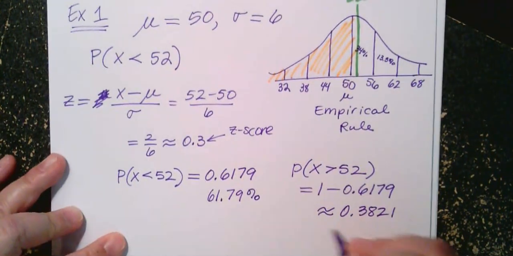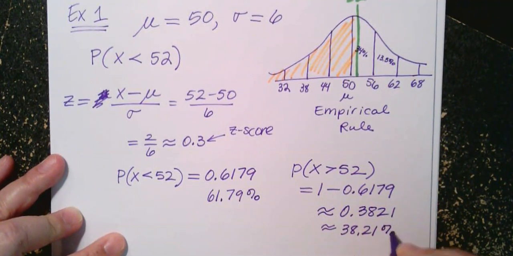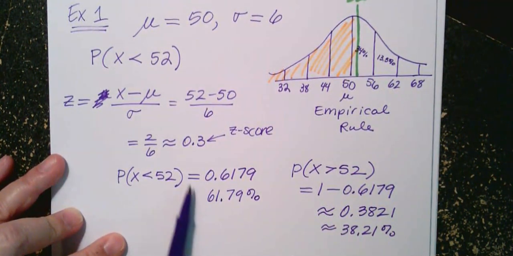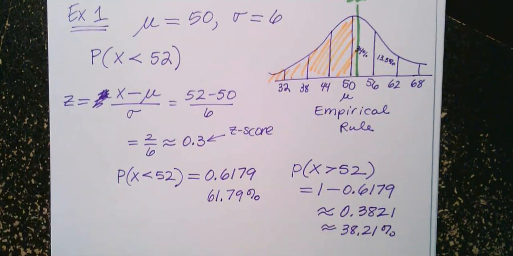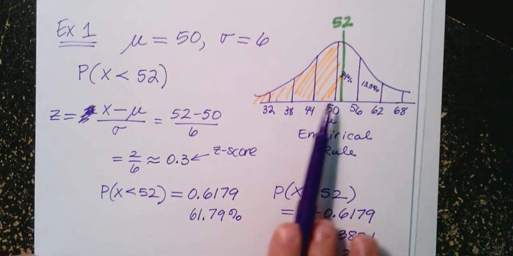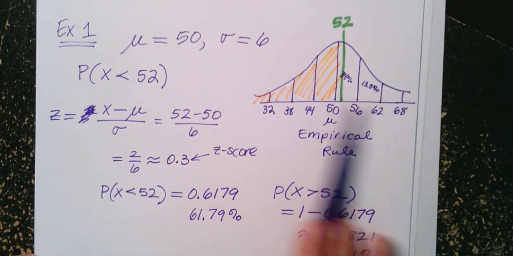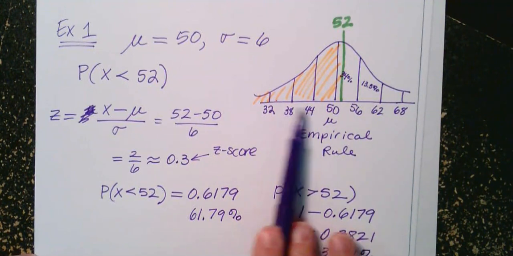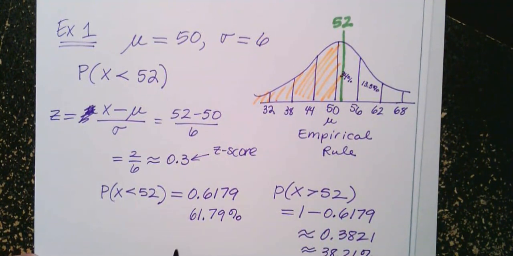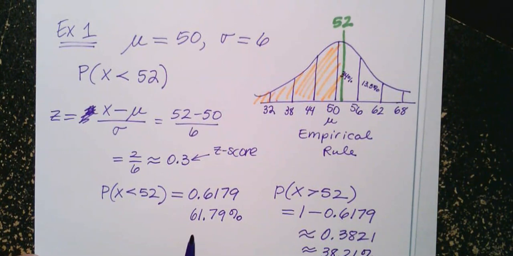So in other words, that's about a 38.21% chance. And really, I should have written approximately over here. Most teachers, though, are not going to get upset with you if you don't do the approximately equal to. All right, so that's using the Z-scores. So again, we do it when we are looking for numbers that are not 1 standard deviation, 2 standard deviations, 3 standard deviations above or below the mean. And we do it when we're not using the calculator.